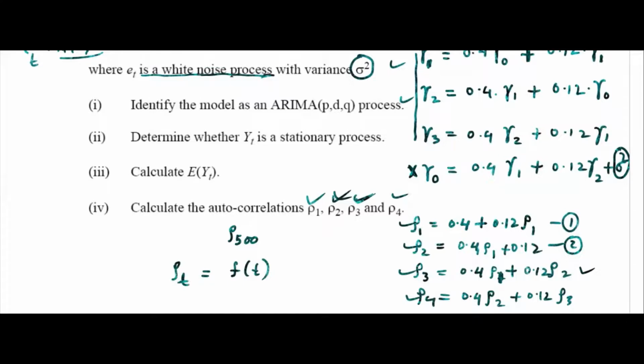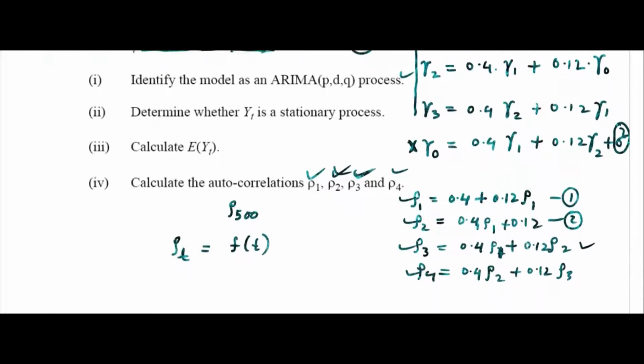These are the recursion equations. These are the recursions. That means they will not give you direct solution. If I want to write rho t here, it will be 0.4 rho t minus 1 plus 0.12 rho t minus 2. If you write 500, you will get 0.4 rho 499 plus 0.12 rho 498. So you are not getting the solution from a recurrence type relation.